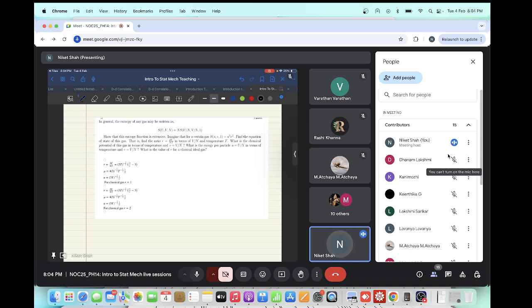What is the chemical potential of this gas in terms of temperature and v, which is equal to capital V by N? What is the energy per particle? What is the value of R for a classical ideal gas? Okay, so there are many parts to evaluate. Firstly, show that this entropy function is extensive. How do you show that? This is the first part that I'm evaluating.